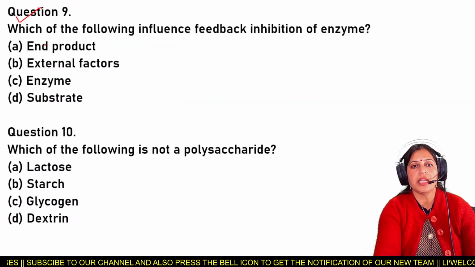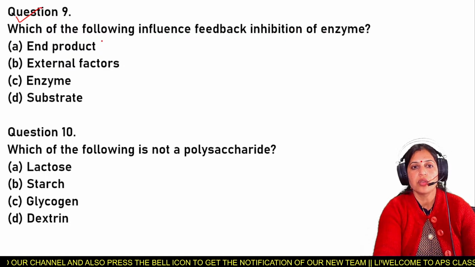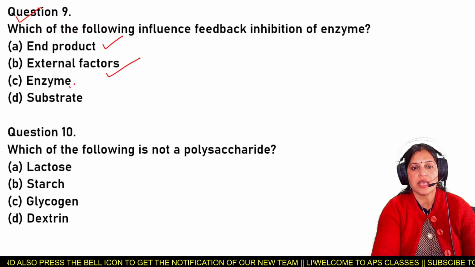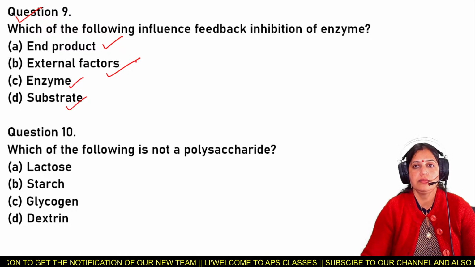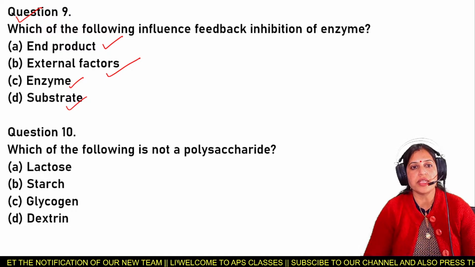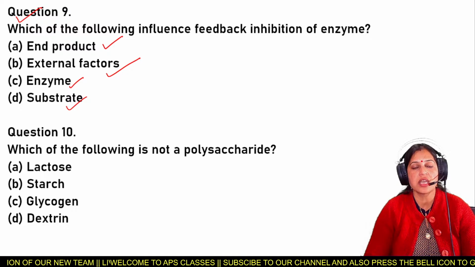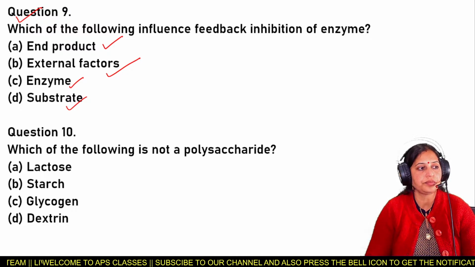Next is the question number 9. Which of the following influence feedback inhibition of enzyme? Options are end product, external factors, enzyme, substrate. So which of the following influence feedback inhibition of enzyme? Options are end product, external factors, enzymes, and substrates. And it is the question number 9.